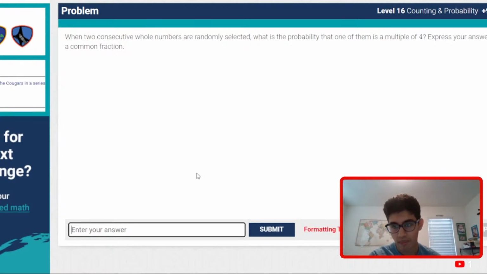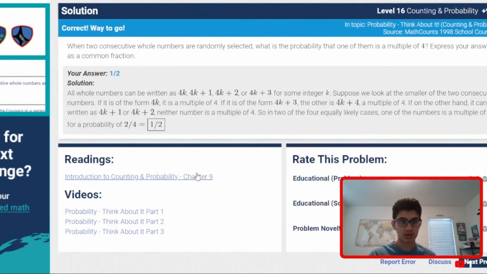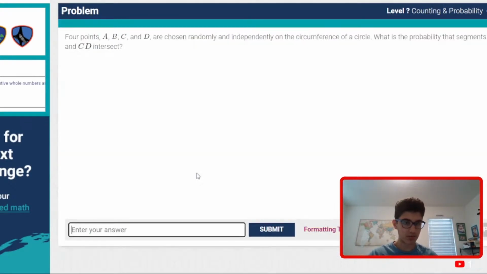So, obviously, one of them will be a multiple of 2. So, it's a half chance. One of them, two consecutive whole numbers. So, it'll either be a multiple of 2 or a multiple of 4.